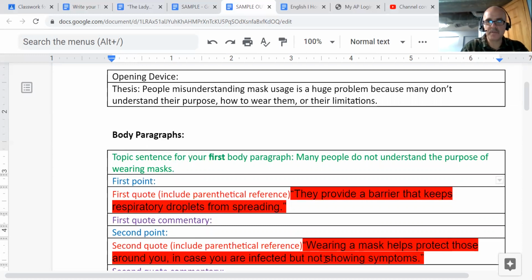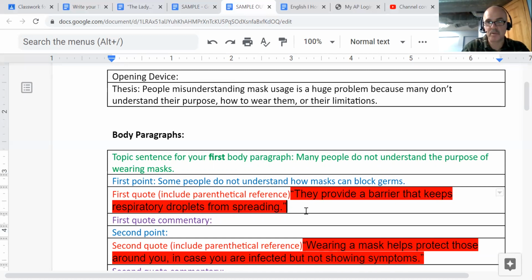And now within that, we have these two quotes, right? For each one, we're going to introduce the point, give the quote, and comment on it. So for the first point, how are we going to introduce this quote here? They provide a barrier that keeps respiratory droplets from spreading. Something like, masks can block germs, say, right? And that can lead into, all right, here's a quote supporting that. They provide a barrier that keeps respiratory droplets from spreading.